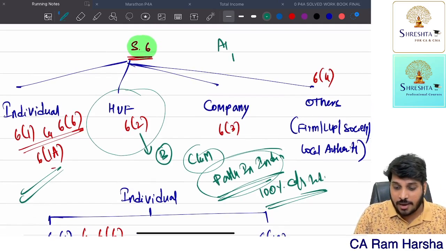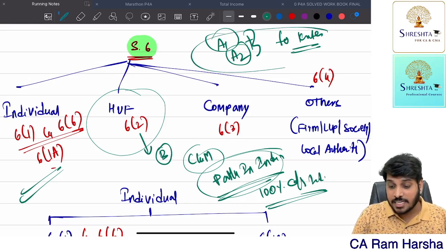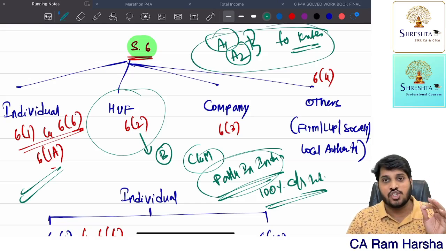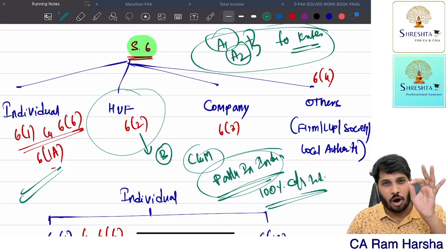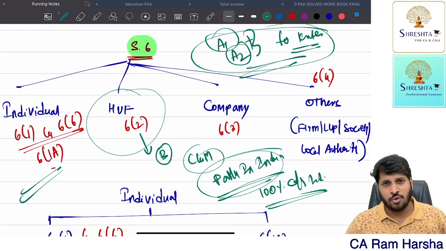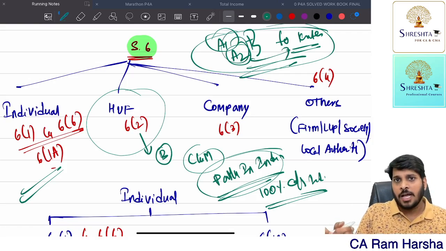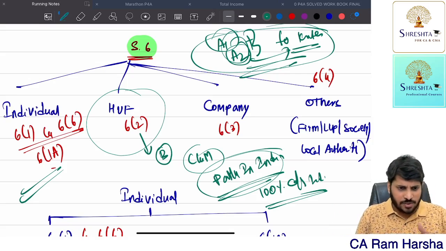We should check A1 and A2 for Karta. Karta has to satisfy A1 and A2 both. If Karta satisfies both A1 and A2, then HUF will be a resident and ordinarily resident. So A1 and A2 we check for Karta. If Karta satisfies both A1 and A2, HUF can be ordinarily resident.